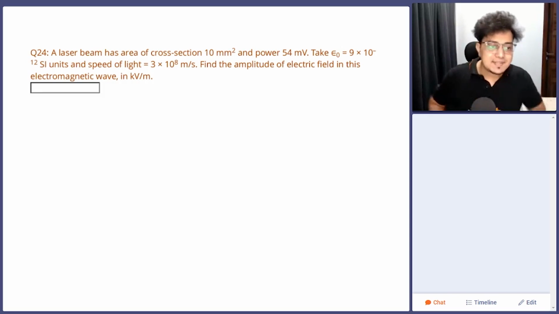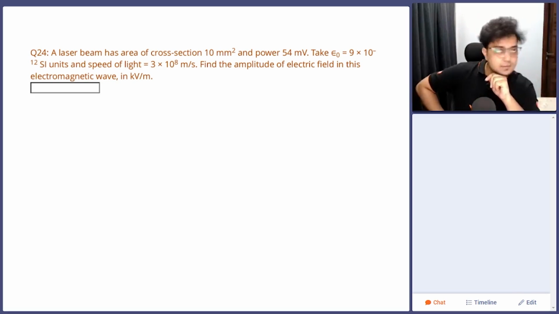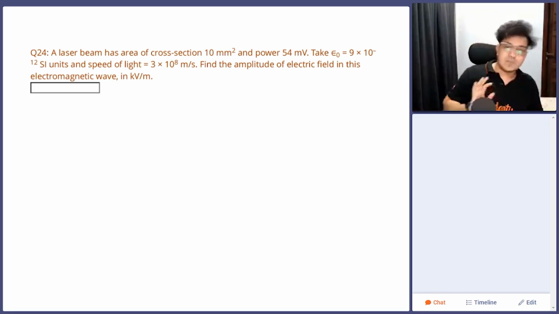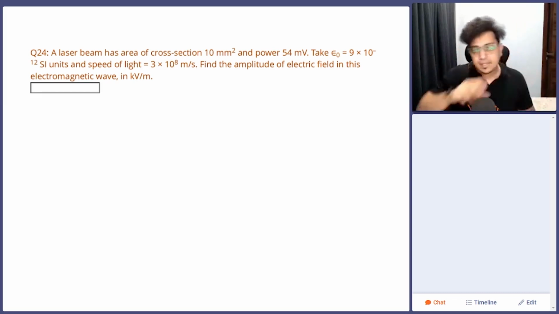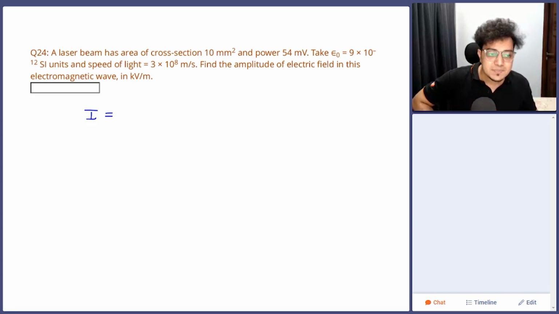Okay, next question. A laser beam has a cross-section area of 100 millimeter square and power of 54 milliwatt. Epsilon naught value is 9 into 10 to minus 12 in SI unit. Speed of light is given. Find the amplitude of the electric field in this electromagnetic wave in kilovolt per meter. So this is a description of an electromagnetic wave. The beam's power is given, cross section area is given, so we can get the intensity of this beam easily. Intensity can be found by the formula energy per unit area per unit time.